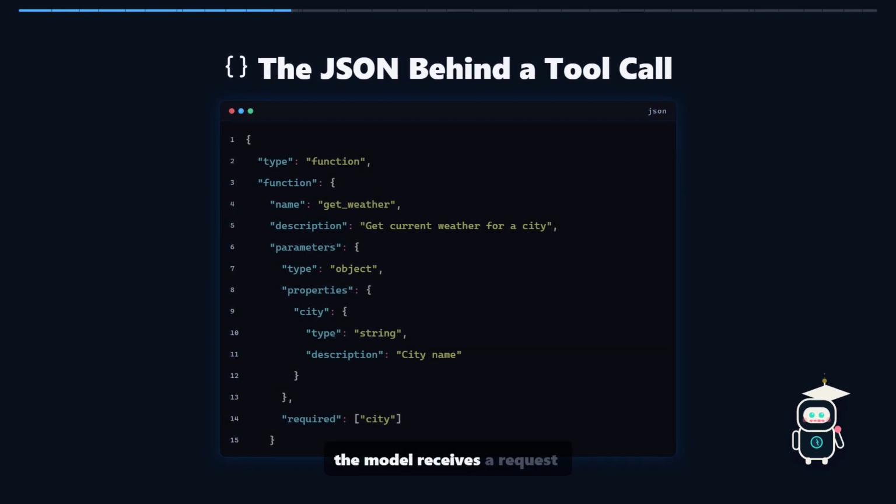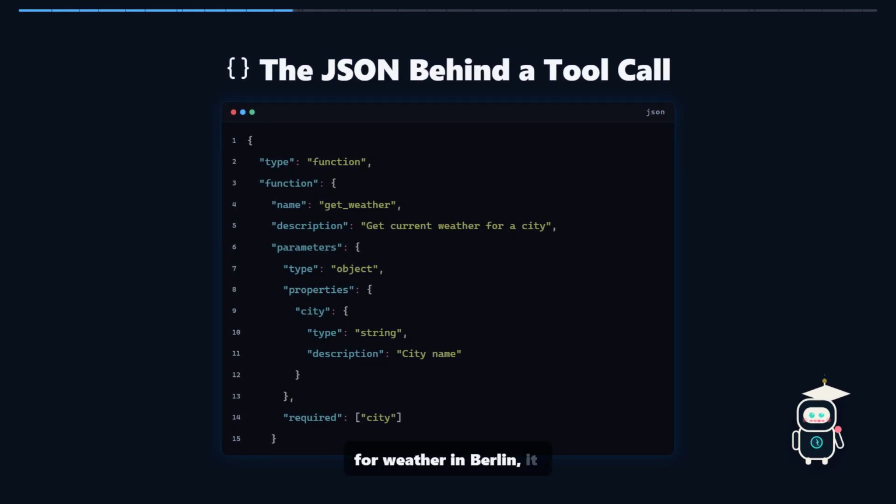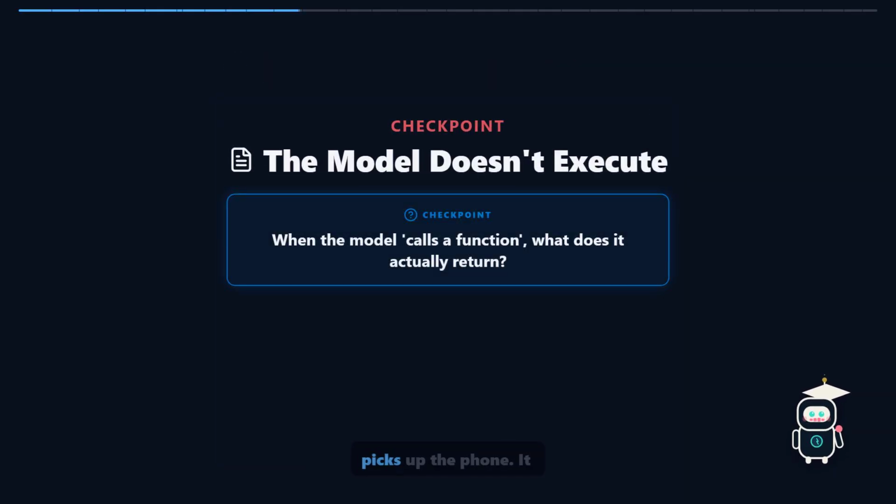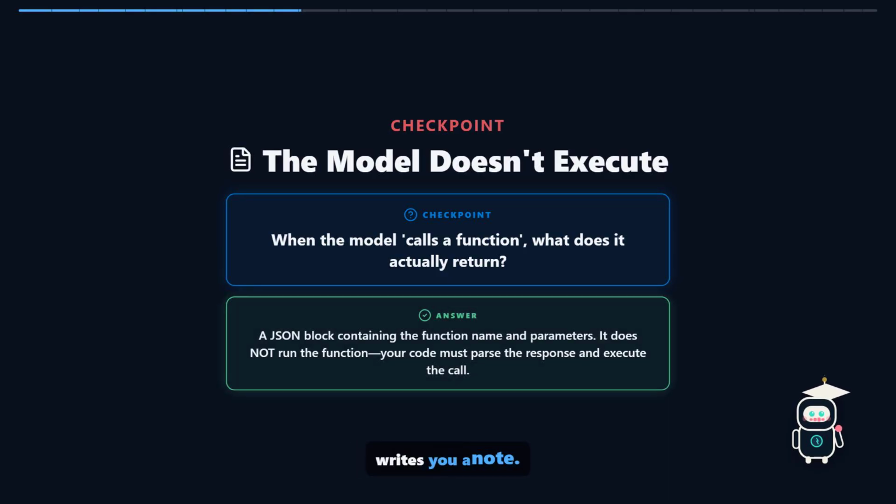When the model receives a request for weather in Berlin, it knows exactly what shape its response must take, and it generates a clean object with just the city field. Remember this, the model never picks up the phone. It writes you a note.